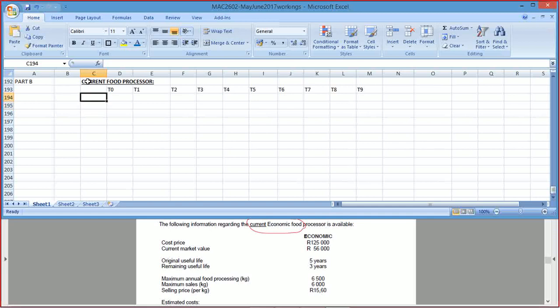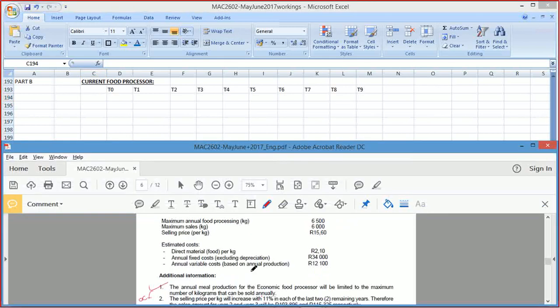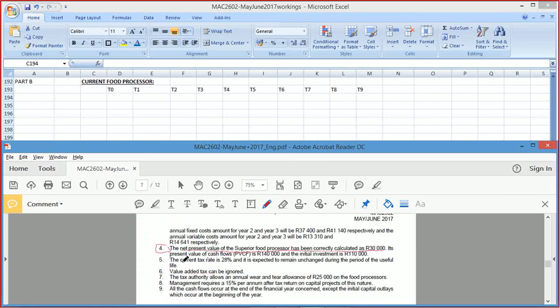So is there going to be an initial investment? No, there wouldn't. No initial investment. Why? Because you're looking at the new minus the old. It's a little bit different here because they've given you it separately. You don't have to look at the new because they've already done that calculation for you. The net present value of the superior food processor has been correctly calculated as 30,000. So they've already given you the net present value of the new machine. You're just looking at the old machine.